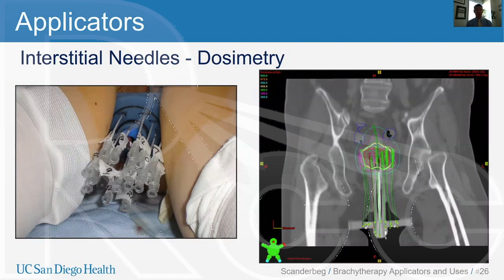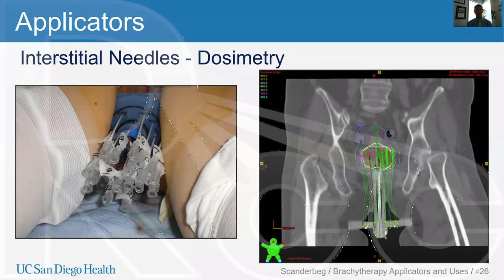Interstitial needles offer flexibility and good dosimetry as long as the needles are placed appropriately. So if they're placed appropriately, then the dose can be sculpted to conform to the target very well and reduce dose to the adjacent organs at risk. An interstitial implant takes advantage of the inverse square law with your source positions in and around the target area, closer to the target than the organs at risk, thus allowing for a really high conformal dose to the target while letting the dose fall off outside the target as you move towards the periphery and the organs at risk.